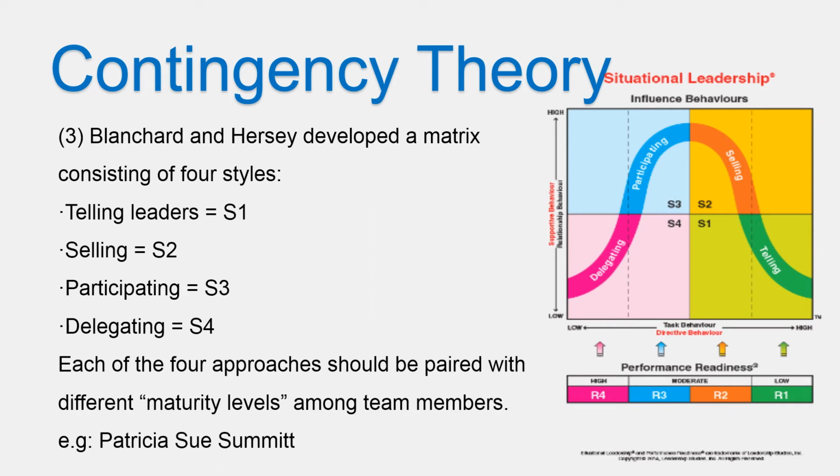The third point is developed by Hersey and Blanchard. The matrix consists of 4 styles, S1 to S4. Also, there are 4 levels of maturity, M1 through M4. Each of the 4 approaches should be paired with different maturity levels among team members. In short, the leadership style should be changed to meet the different maturity levels of people.